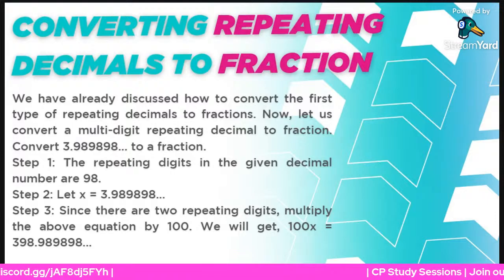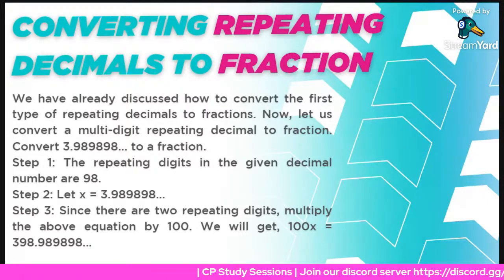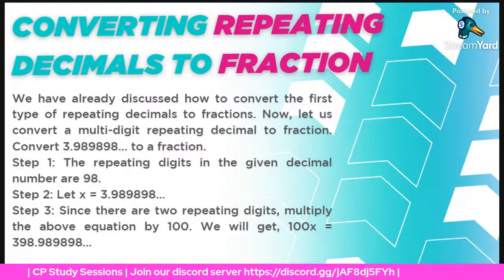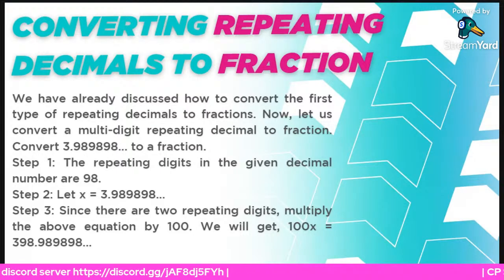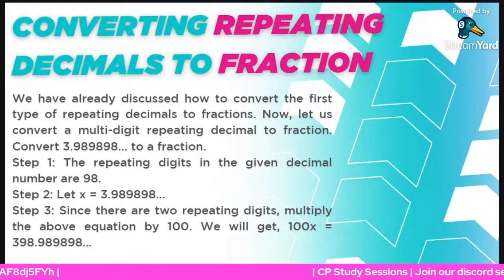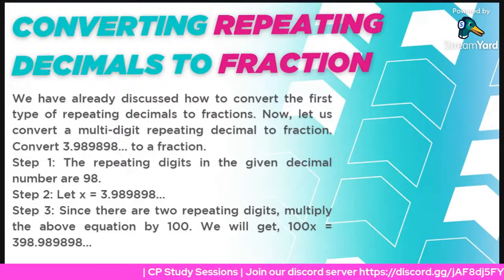Okay. So ayun nga, since there are two repeating digits, multiply the above equation by 100. Bakit 100? Kasi dalawa yung repeating digits. So kung maalala nyo, sa past na example natin, isa lang ang repeating digit, kaya sa 10 lang siya minultiply. Nakakasunod ba?